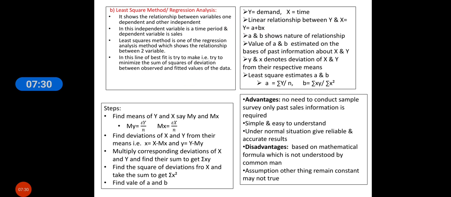And this least square method is advantageous because we need not conduct a sample survey. Only past sales information is sufficient for us. It is simple and easy to understand, and under normal situations gives reliable and accurate results. But we have a disadvantage also: it is based on a mathematical formula which is not understood by the common man, and the assumption that other things remain constant may not be true.